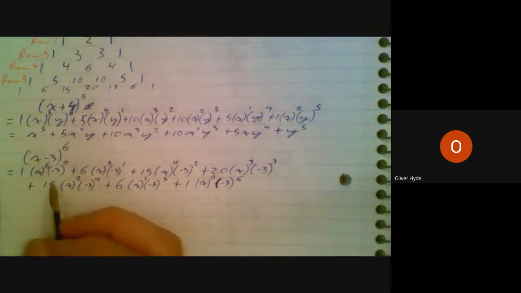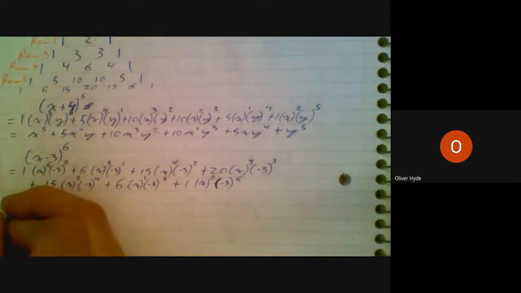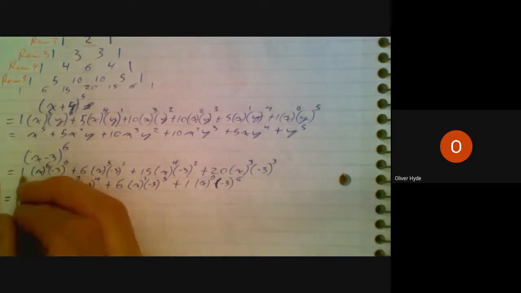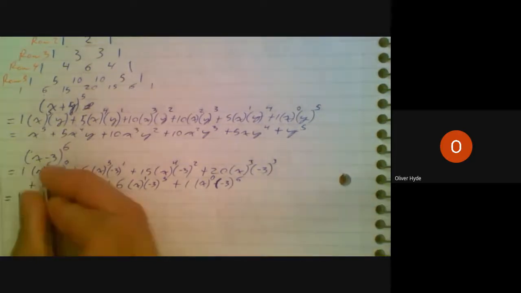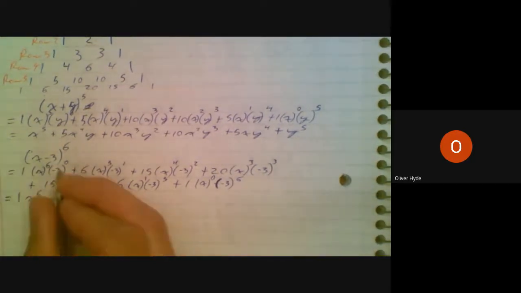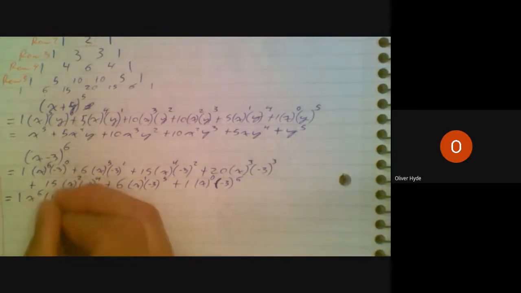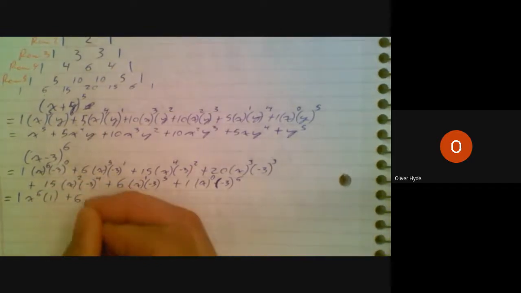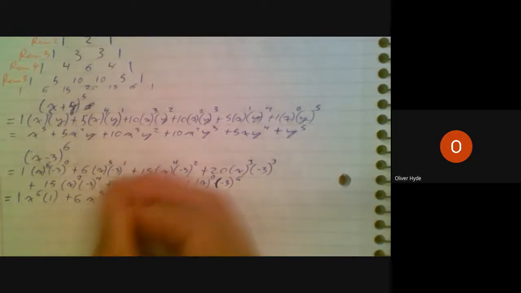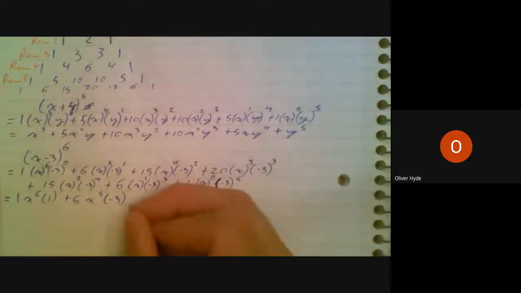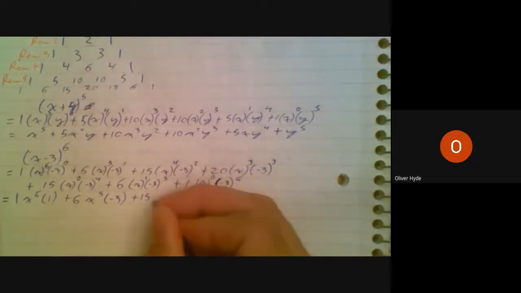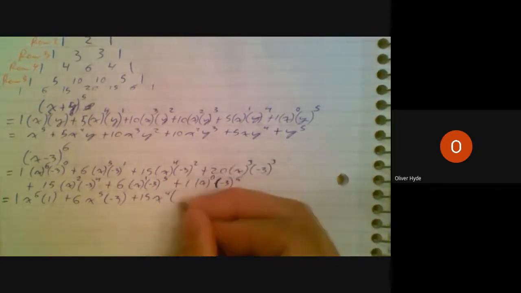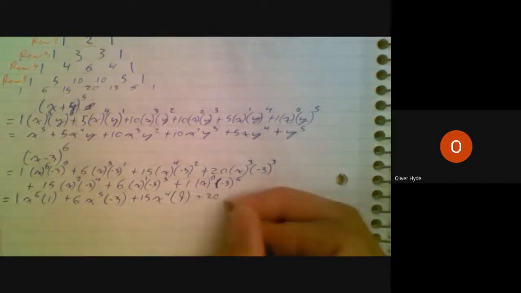So here we go. Let's spend a little bit of time tidying up. And I'm going to take 2 steps through this. I'll see how you feel about maybe doing it in 1 step. 1 is 1. x to the exponent 6, x to the exponent 6. -3 to the exponent 0 is 1. There's a 6. x to the exponent 5 is x to the exponent 5. -3 to the exponent 1, that's -3. 15, that's 15. x to the exponent 4, just do that there. -3 squared, that's 9. 20, x cubed.